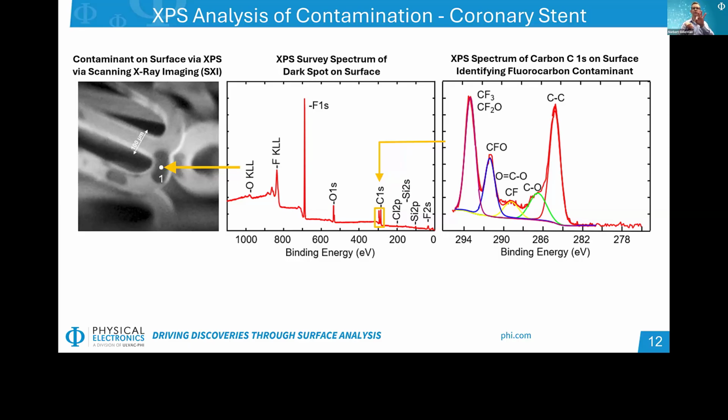This XPS imaging approach of locating a small feature can be extended to memory alloys, for example, to determine whether or not the surface is metallic or oxidized. The ability to discern between different chemistries is a strength of XPS.